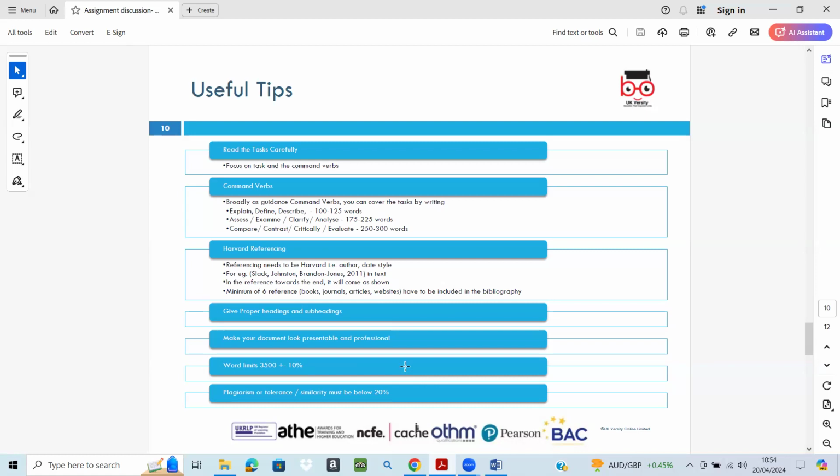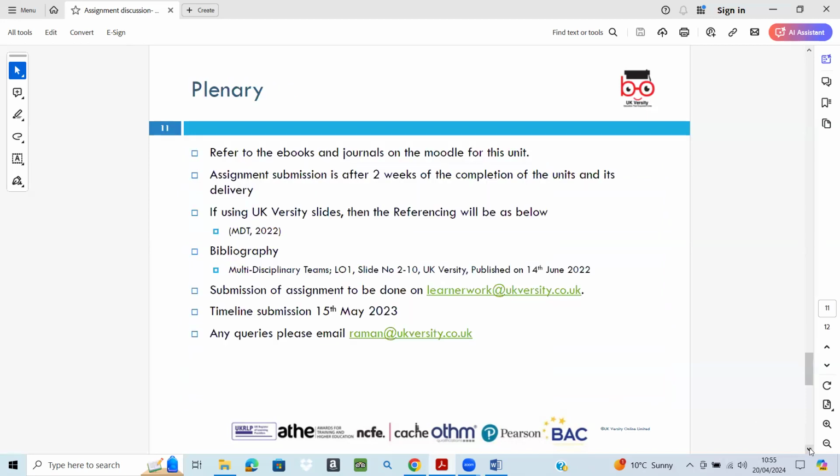So usually in other organizations as well, every institution has a different tolerance limit. So usually they have 10%. So we will go for 10 or 20. It's up to you. And the plagiarism or similarity must be below 20%. Yes, we need to keep in mind that the plagiarism or the similarity should be less than 20%. And no AI. Now the students are using AI to create answers. Please make sure that we don't use it, and it's unethical.